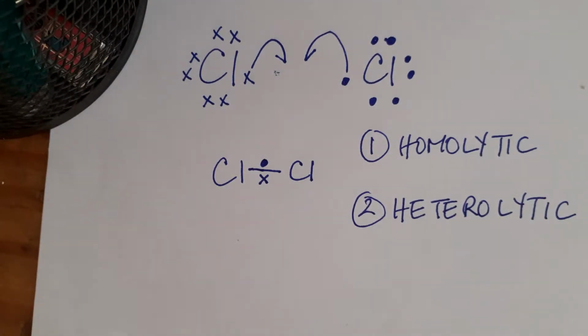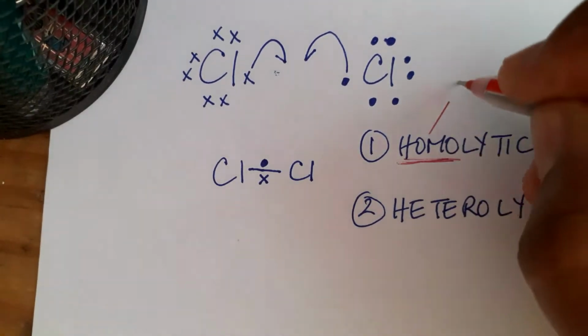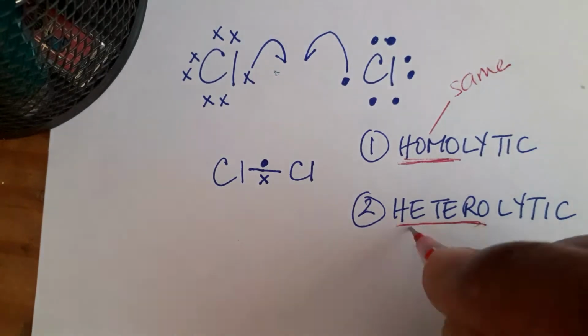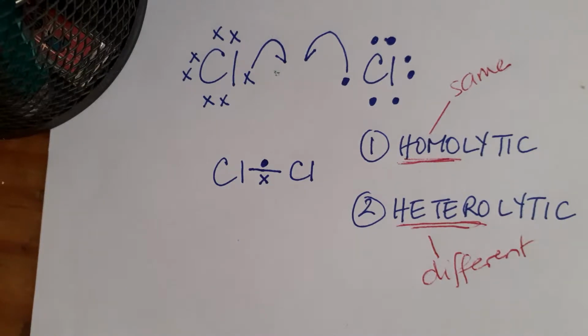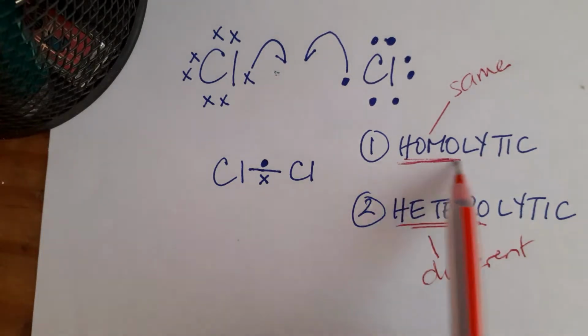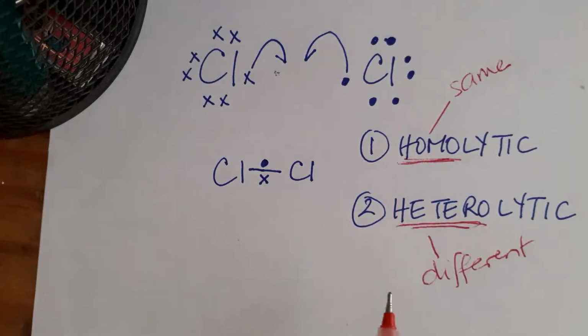So what do we mean by heterolytic and homolytic cleavage? Let's break down the word. Homolytic, homo means same. Hetero means different. So when you start to break your chlorine bond, you're going to find out that the two chlorine atoms, if it undergoes homolytic cleavage, the same thing will happen to both chlorine atoms, while for heterolytic cleavage, different things will happen to each chlorine atom.